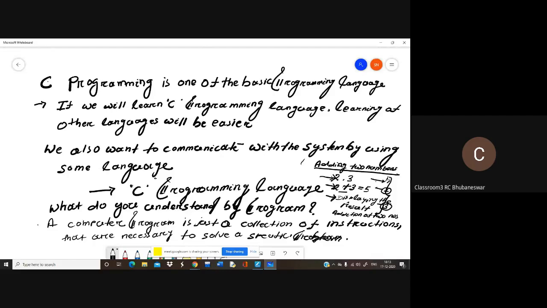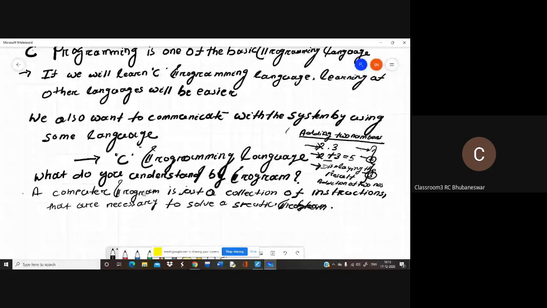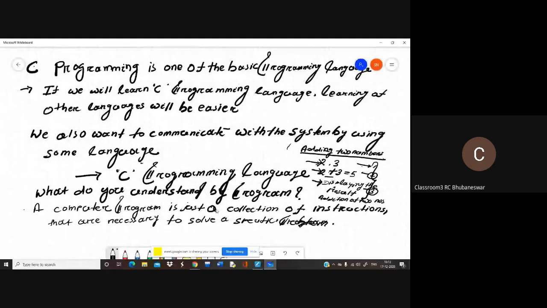The art of writing programs, you may say, is programming. So how will we be writing programs? That will be our next part of discussion. Is there any doubt?